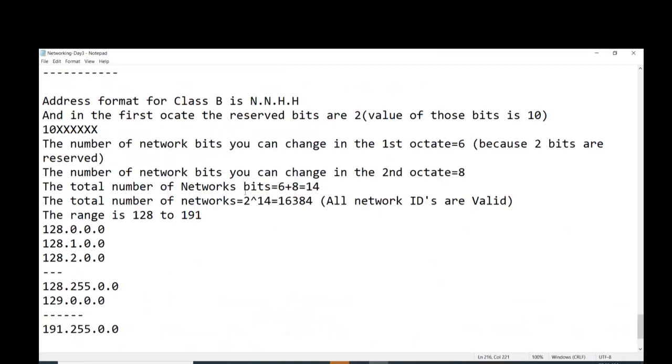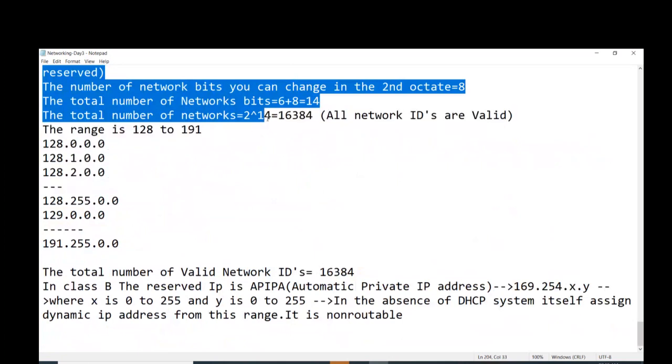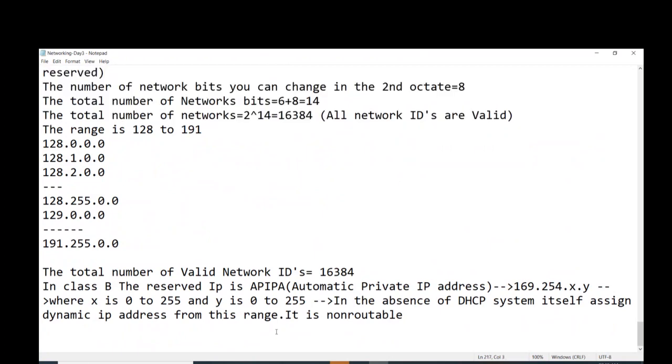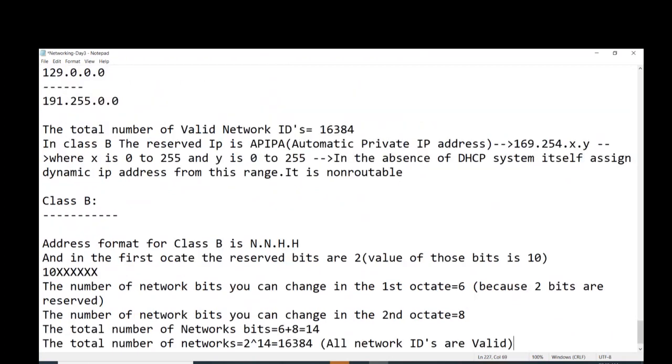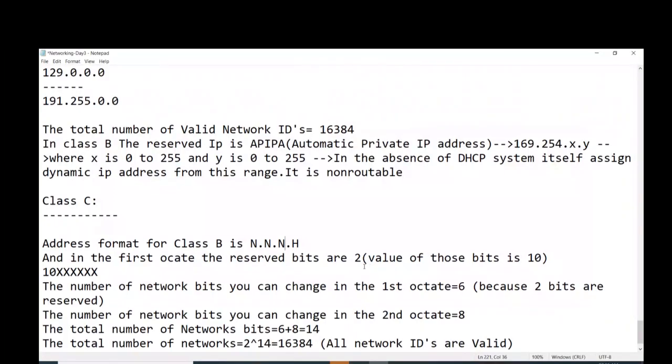Class C was already done, no? So we'll do class C again. Class C is network, host, and in the first octet, the binary 110 is reserved. Yes or no? Reserved bits are 3. 110.